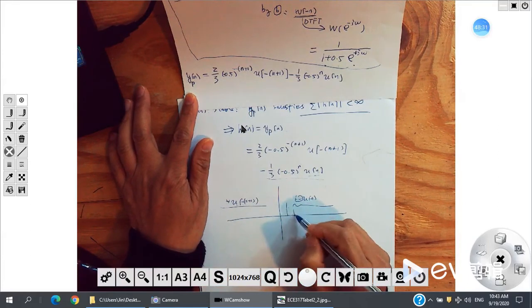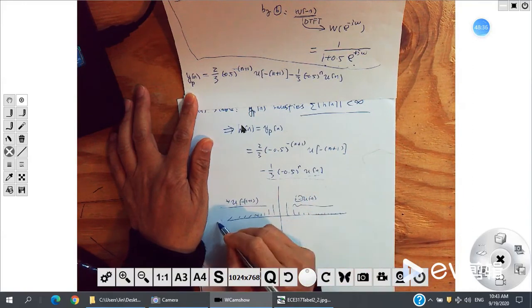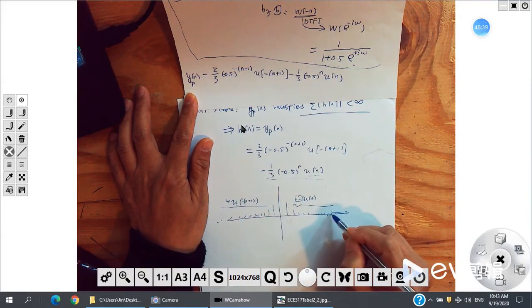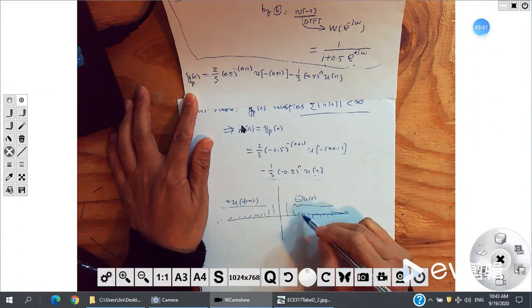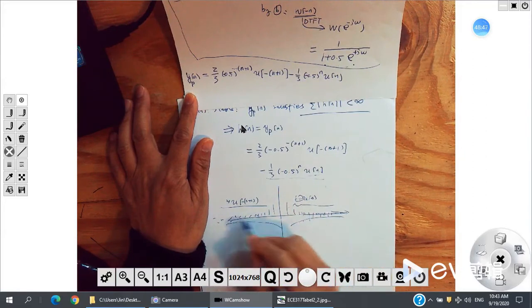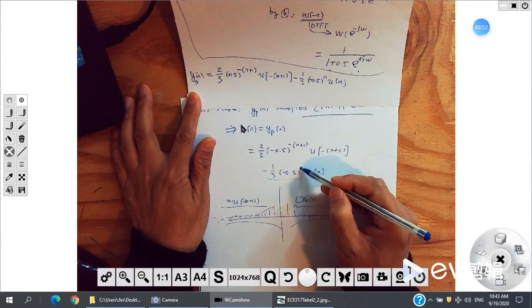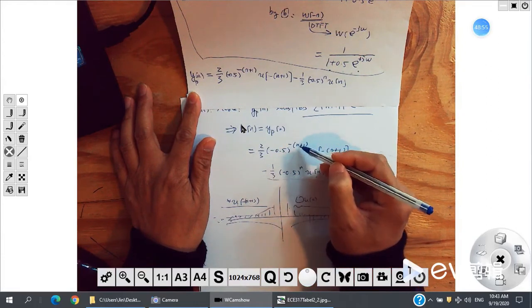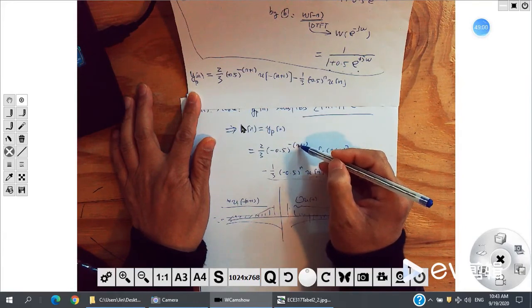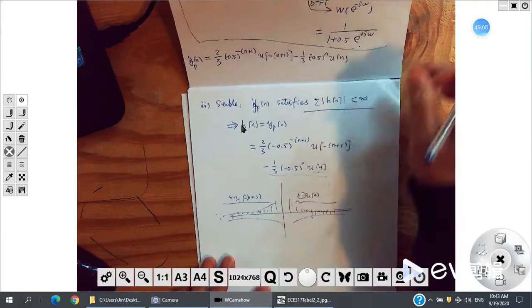And on both sides, the value will tend to be smaller and smaller, and the summation is still a finite number, both positive and negative. This is 0.5, half to the n, and this side is also half to the negative n, but n is a negative value, so negative n gives a positive value, right? So it's half with positive power. It also tends to be smaller and smaller. Yes, this is for stability.